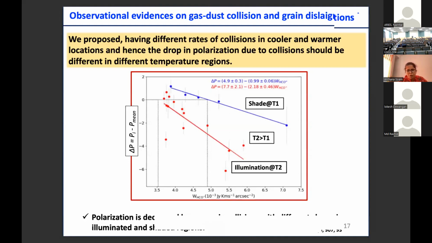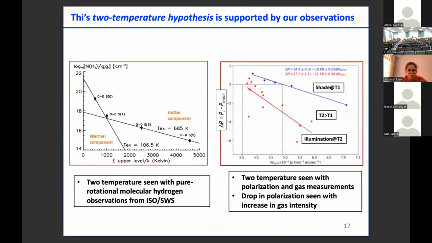Before going to the conclusions, what I'm going to emphasize is, on the left-hand side, you can see his plot, which was 685 and 100 Kelvin. He was getting two slopes in his pure rotational molecular hydrogen observation lines, and we are getting two slopes in the drop in the polarization with the gas intensities. So we tested his hypothesis. It was correct, but we are testing this hypothesis further by using high resolution pure rotational molecular hydrogen observations from SOFIA, and that paper was published a month ago.